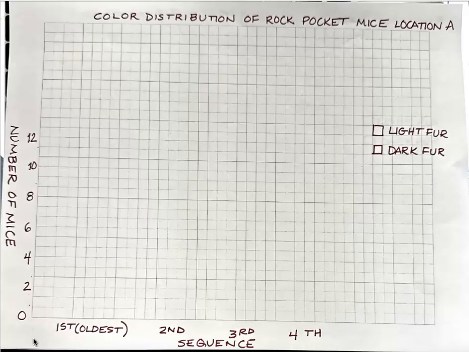So what you need to do is set up your paper the way that I have it. You're going to put the title on the top. You're going to make a little key over on the right with two squares. And this is going to be different for everyone because it's dependent upon whatever color pencils you use. You're going to make one color for light fur and one color for dark fur. And you're going to label your y-axis the number of mice.